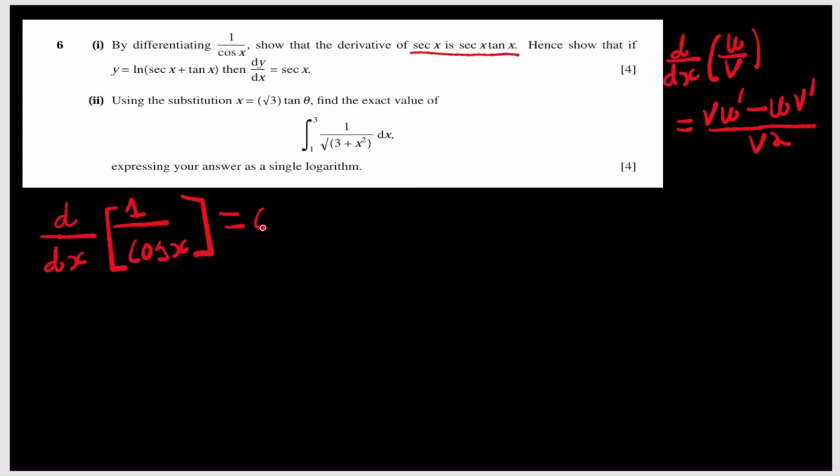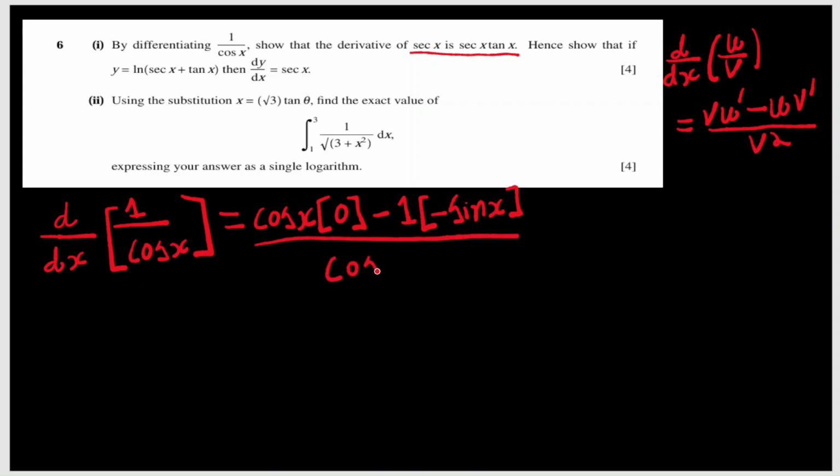So cos x as it is, and you know that the first derivative of a constant is 0, minus 1 as it is, even if you don't write that, no problem. And the first derivative of cos x is minus sin x. This you are going to need to remember, over cos squared x, cos x whole squared. And we know that this is going to get cancelled and is going to give us 0, and minus 1 into minus sin x is positive sin x.